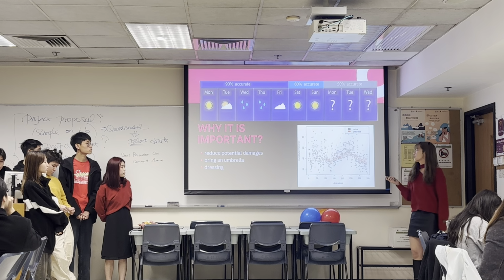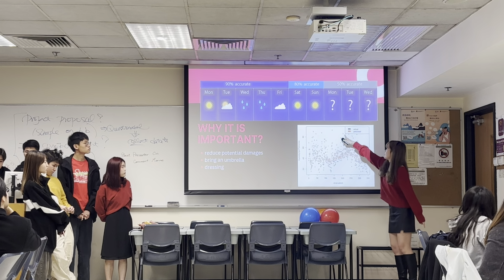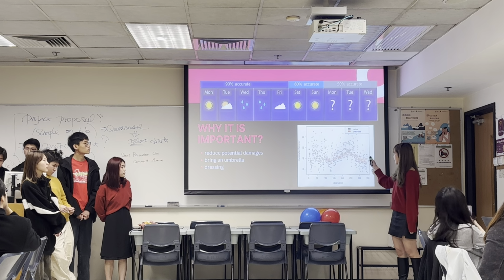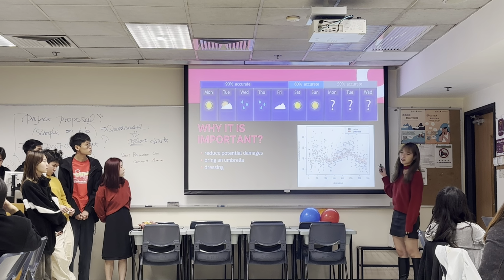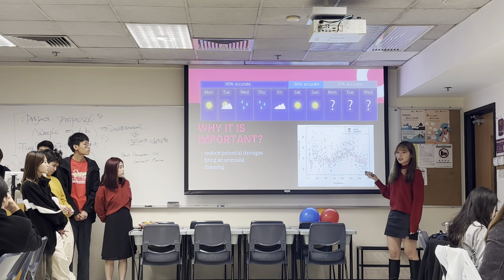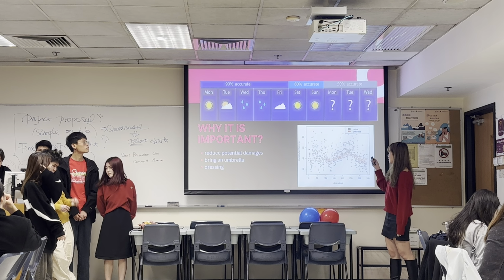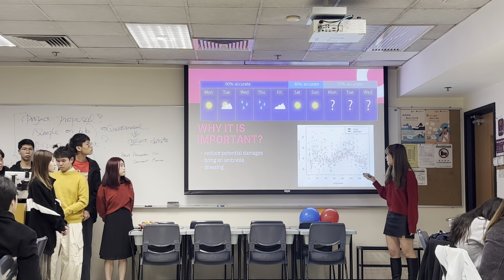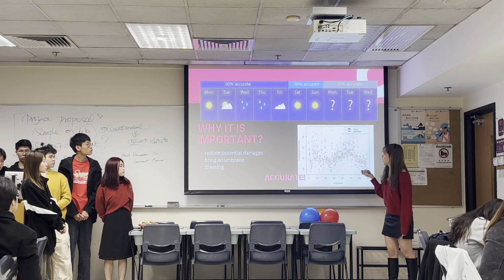As we can see in the graph, the black one is the actual humidity, and the red one is the predicted humidity using regressions. And we can see that the locations of the two circles are very similar. So it tells us that using regressions to predict the weather is quite accurate.